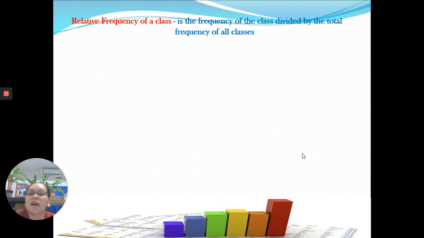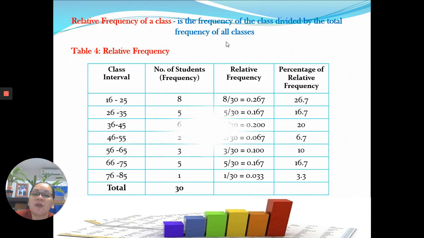Now let's have the relative frequency of a class. A relative frequency of a class is the frequency of the class divided by the total frequency of all classes. So if you are going to make a table for that, you will just add a column for relative frequency and then get the percentage of the relative frequency. Now, how to get the relative frequency? It's just frequency over the total number of frequencies.